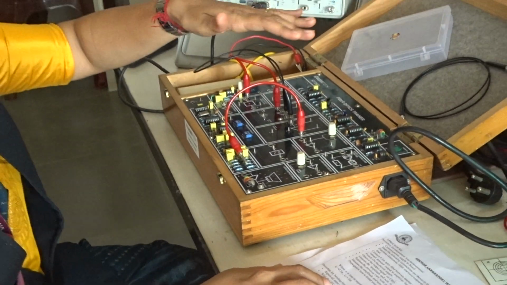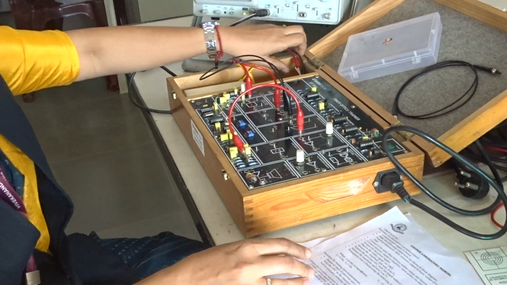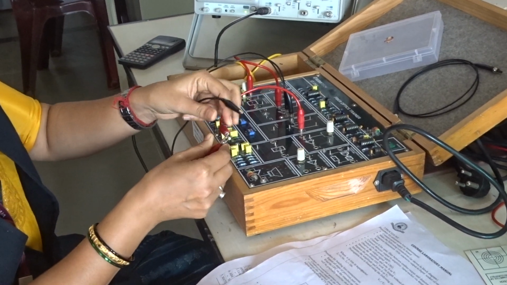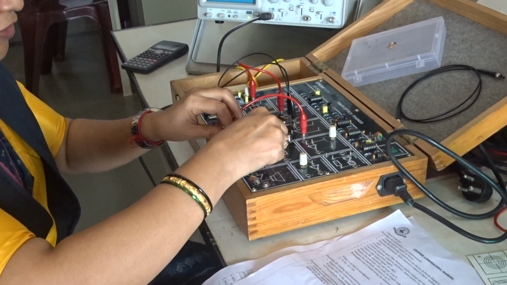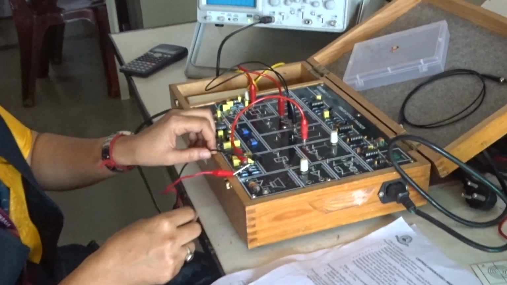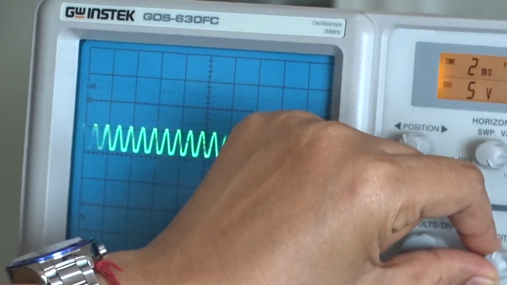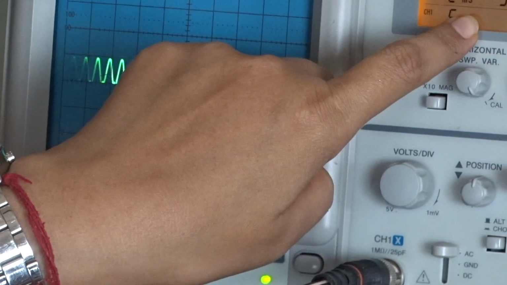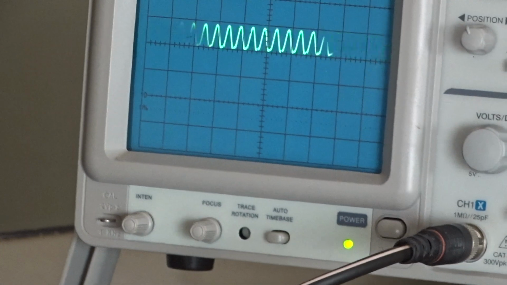I have made all the connections and the power supply is also given to the kit. Let us connect the probe of the CRO to the detector, and we will observe the output voltage as V1 for the 0.5 meter cable. In this CRO we can observe that for the 0.5 meter cable the output voltage is 1 into 5 volt. So V1 is equal to 5 volt.